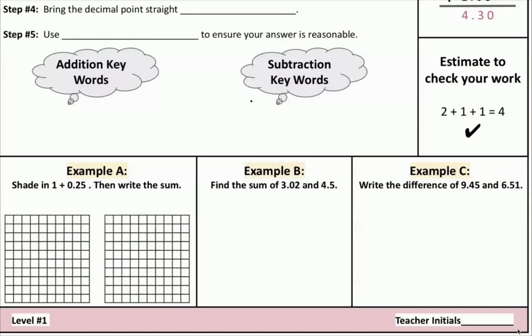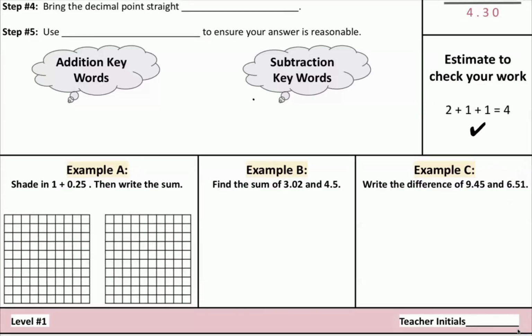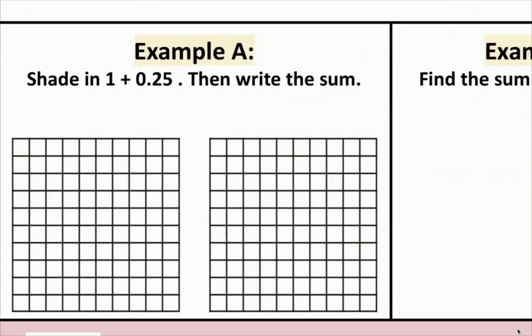Let's look at our examples. One of our learning targets is to add and subtract decimals using a model. So we're going to practice that first in example A. I'll zoom in. In example A, it says shade in 1 plus 25 hundredths. And you can see this grid is split into hundredths. So you're going to go ahead and take your pencil, and we'll start by shading in 1 whole. It doesn't have to be perfect.